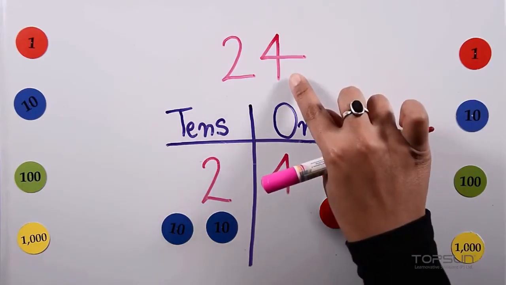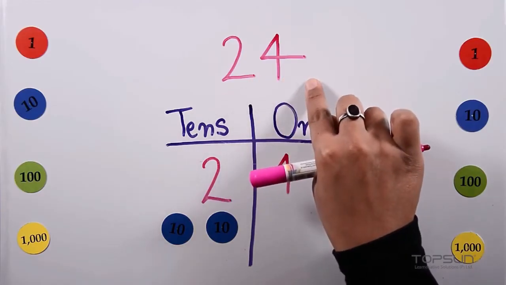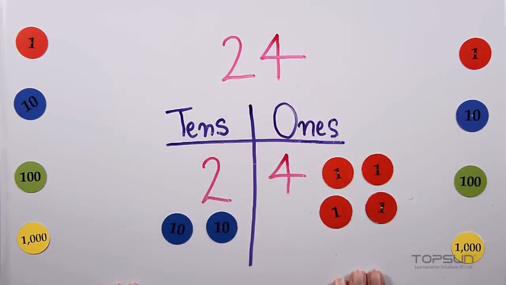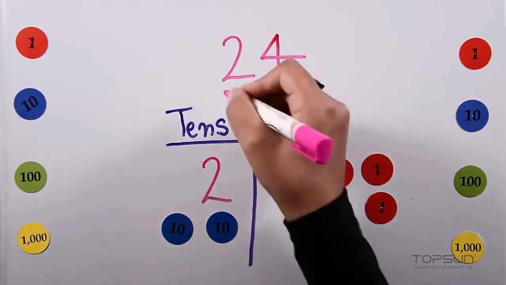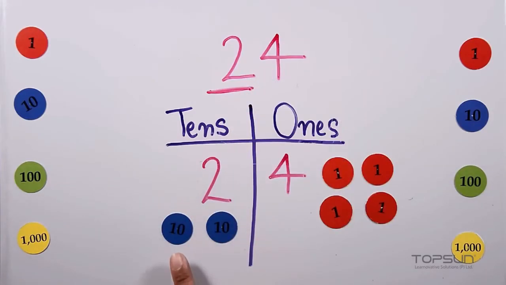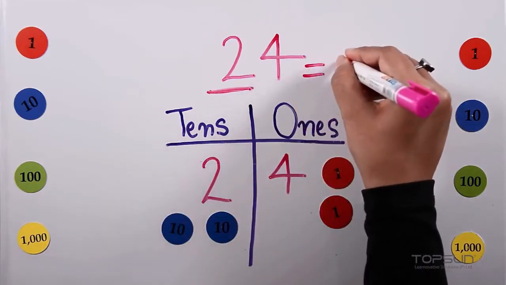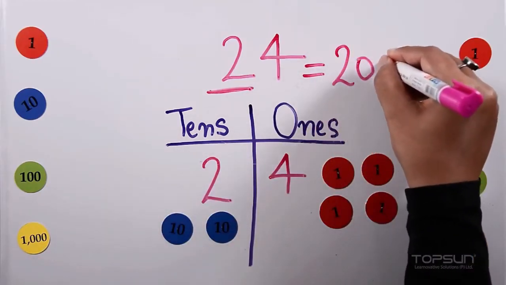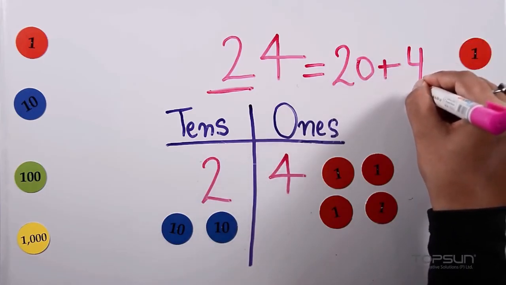Now we show another number, let's suppose 24, and display it like this, or ask the learner to display it on their own. Now we ask students what is the value of 2 in the tens place. So we can count how many tens we have under the tens place. It is 10 and 10. 2 tens make 20. Now they will get to know that 2 tens has the value 20. So its expanded form will be 20 plus 4, which makes 24.